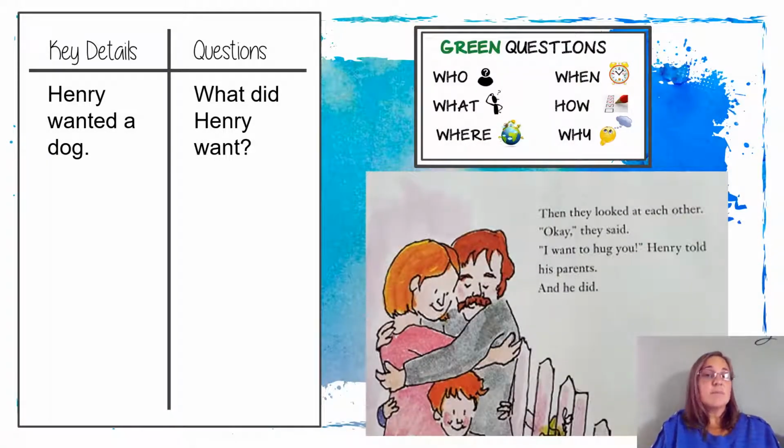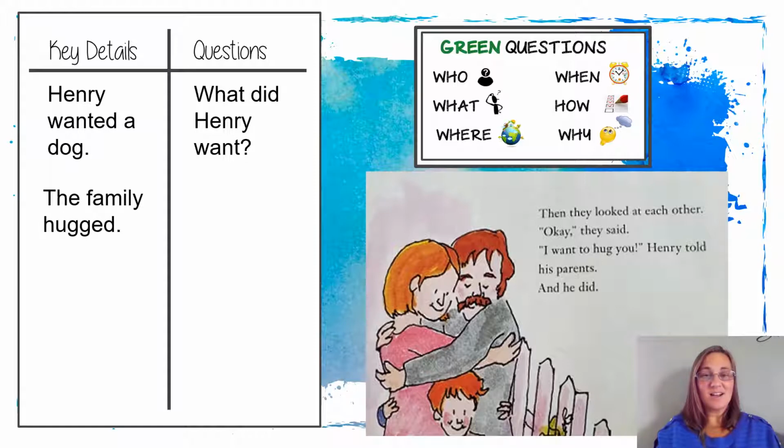Let's take a look at some of the key details and questions you might have come up with during your practice time. One of the key details on this page is that the family hugged. You can see that key detail in the picture. If you chose the family hugged, one of the green questions you could have made is, what did the family do?